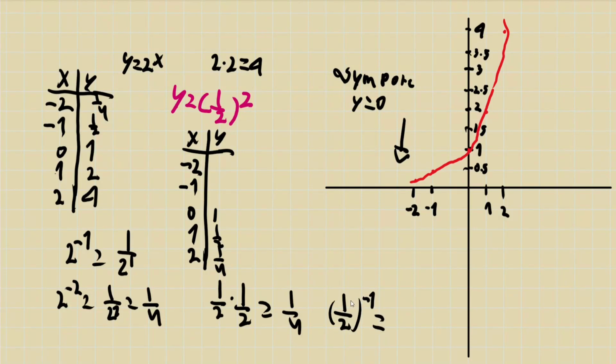Well, this just equals, because we can just flip this thing. So what it actually is just 2 over 1, which is 2. And then 1/2 to the power of negative 2. Remember, we flip it again. We flip 1/4, and we get 4. All right, so let's graph this one.